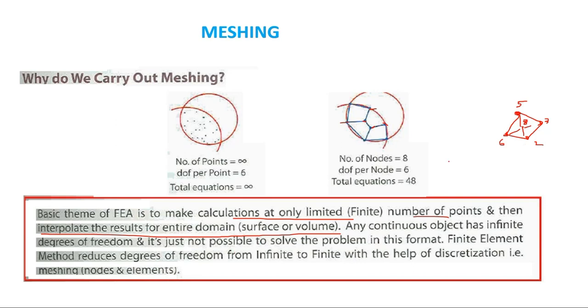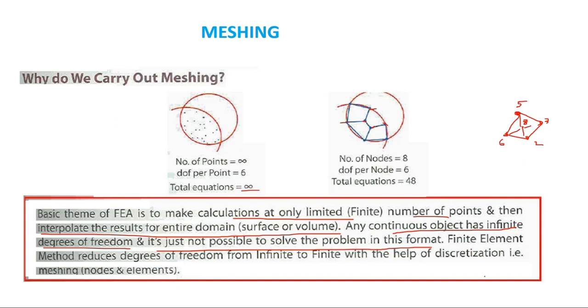So we do calculations only at a finite number of points, and then interpolate the results to the entire domain, so that we come to know the results over the entire surface. Any continuous object has an infinite number of degrees of freedom like this. It's just not possible to solve the problem in this format. If we have so many points, it's not easy or practical to solve the problem, because there will be infinite number of joints.